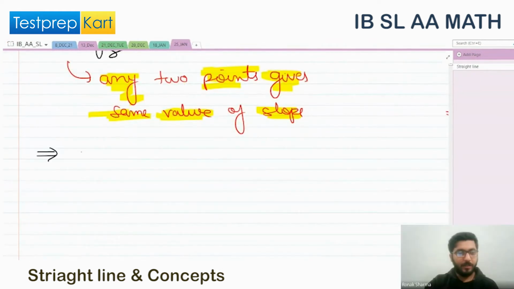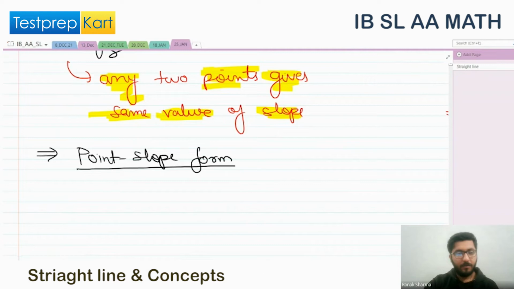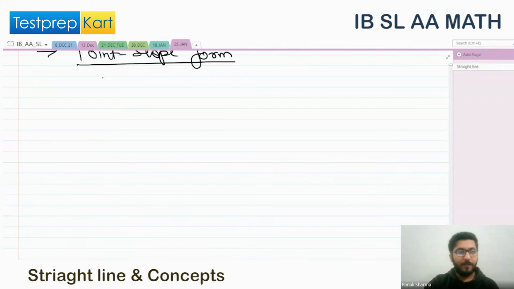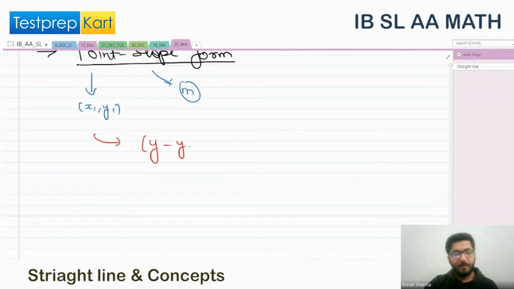So now we're going to study the first form, that is point slope form. In point slope form, see carefully, we will have one point on the line, like we will be knowing one value, like 2 comma 3, 5 comma 7, or 6 comma 0. It can be any point on the straight line, and you will also be knowing the value of slope. Then how to find the equation of line? That is directly given by y minus y1 equals m times x minus x1. This is the equation of line.